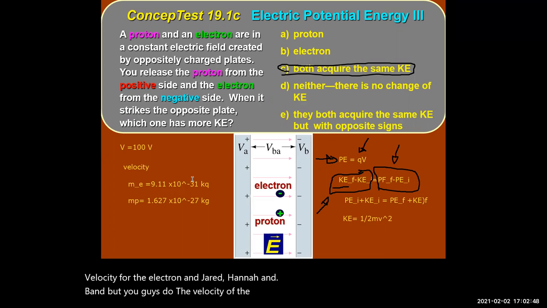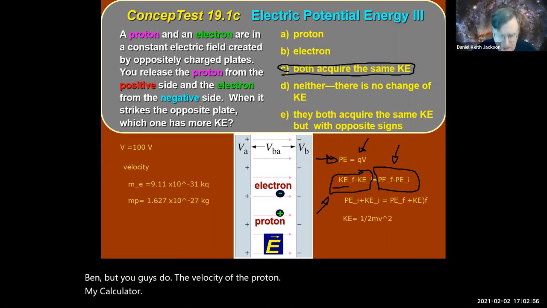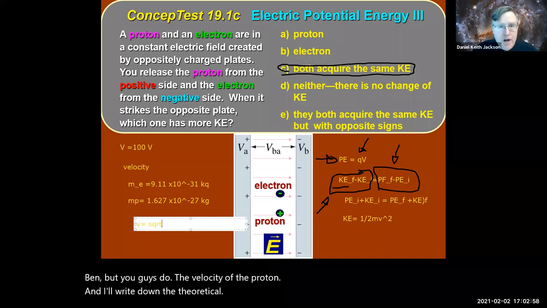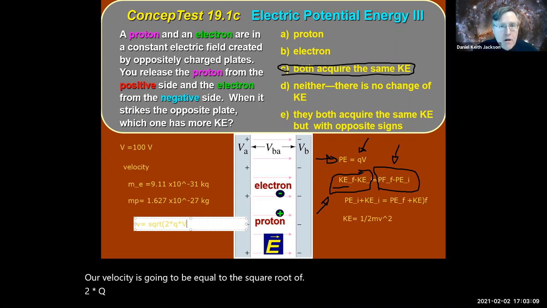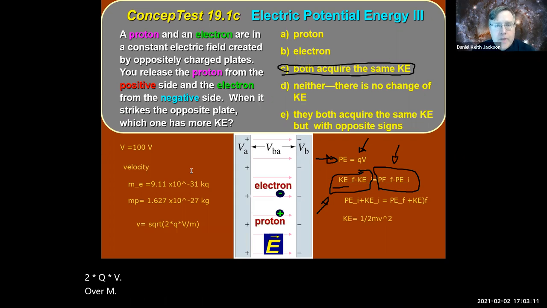All right, I gotta go grab my calculator. I'll write down the theoretical. Our velocity is going to be equal to the square root of 2 times Q times V over M. So your Q is, of course, 1.602 times 10 to the negative 19. Your voltage is 100. I will ratio on my calculator.